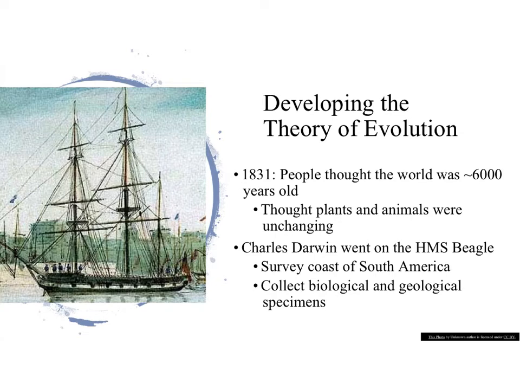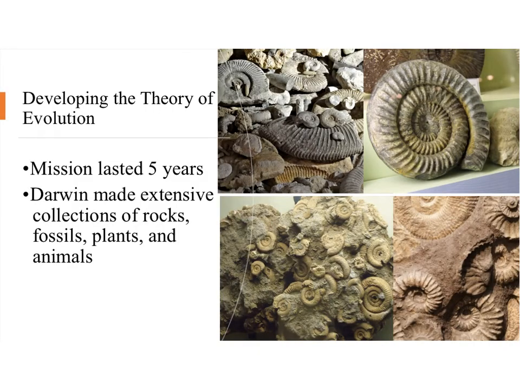And so Charles Darwin went on a sailboat mission called the HMS Beagle. And the goal of this mission was just to survey the coast of South America. Darwin's specific job was to collect biological and geological specimens. This mission lasted 5 years, and during that time, Darwin collected huge collections of rocks, different fossils, plants, and animals.